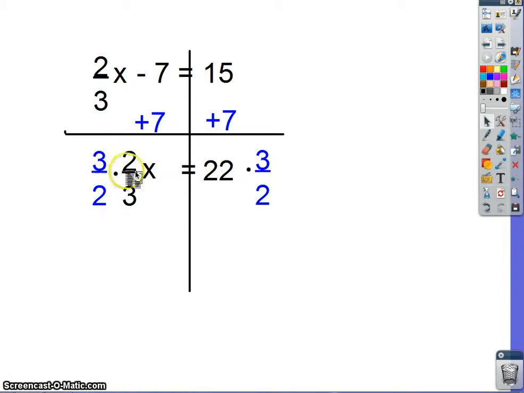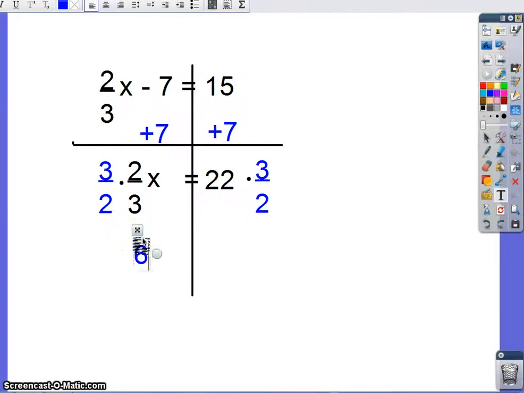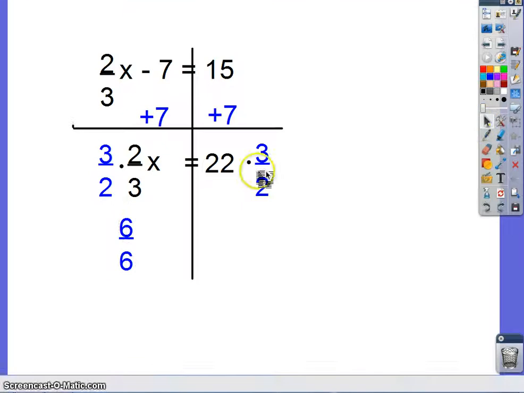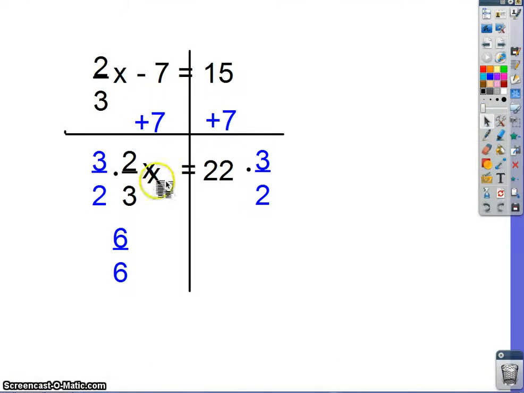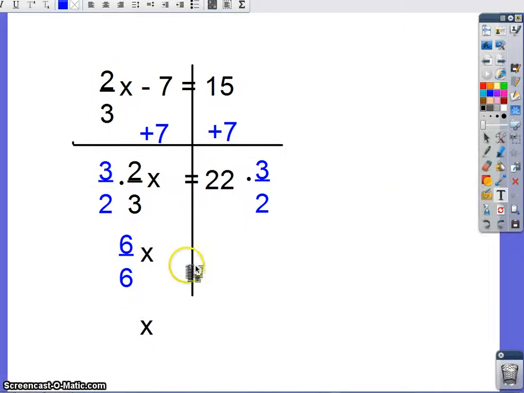So let's focus on this side now. 3 times 2 and 2 times 3. That's going to give me 6 and 6. So now I've got 6/6 x. So that's my left side of the equation, 6/6x. Now 6 divided by 6 is just 1, which makes this just 1x. So now I've got x alone.